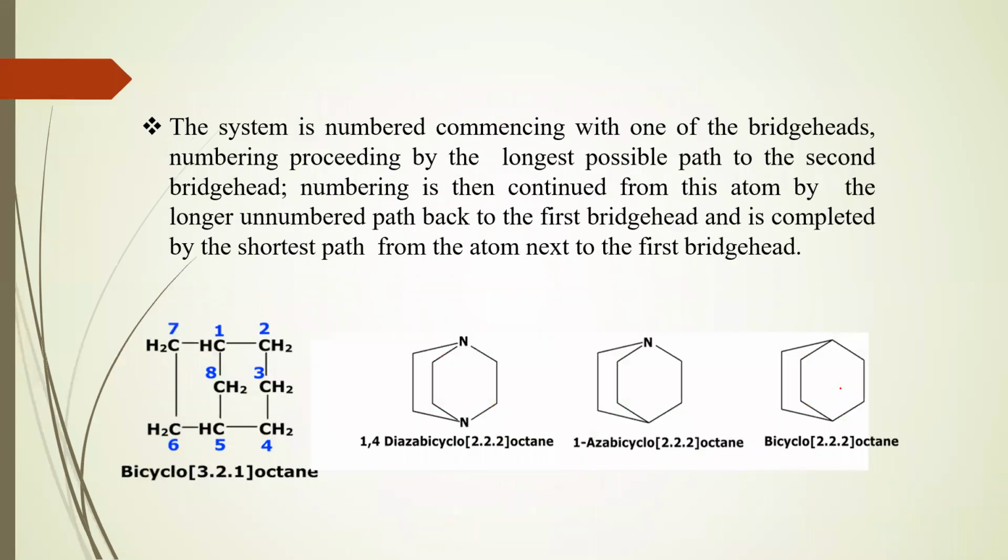The system numbering starts at one bridgehead. The numbering proceeds by the longest possible path to the second bridgehead, then continues along the longer unnumbered path back to the first bridgehead, and completes the numbering with the shortest path.